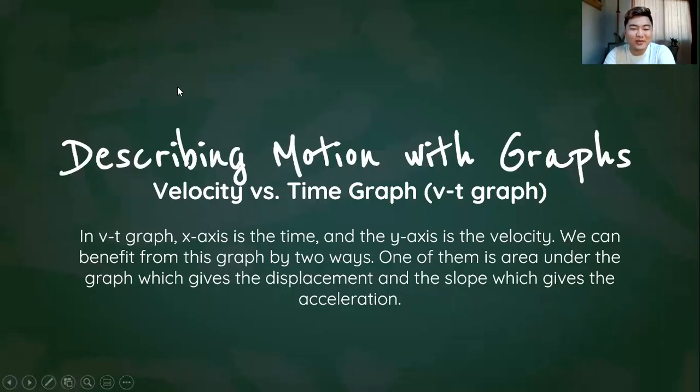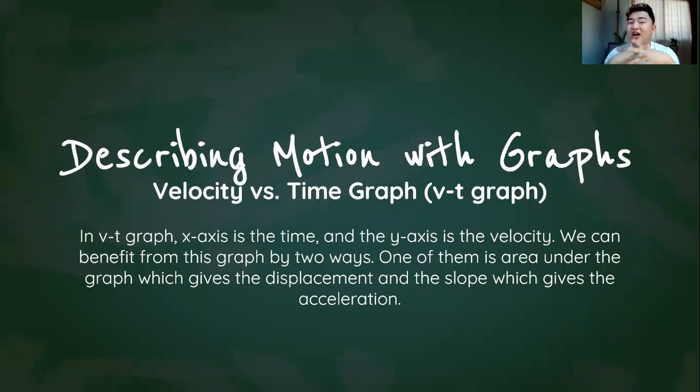Hi, so we're back and we'll be talking about still describing motion with graphs, but our graph now is velocity versus time graph or a VT graph. And in a VT graph, our x-axis is still time, but our y-axis is now velocities. Now, we can benefit from velocity time graphs in two ways.